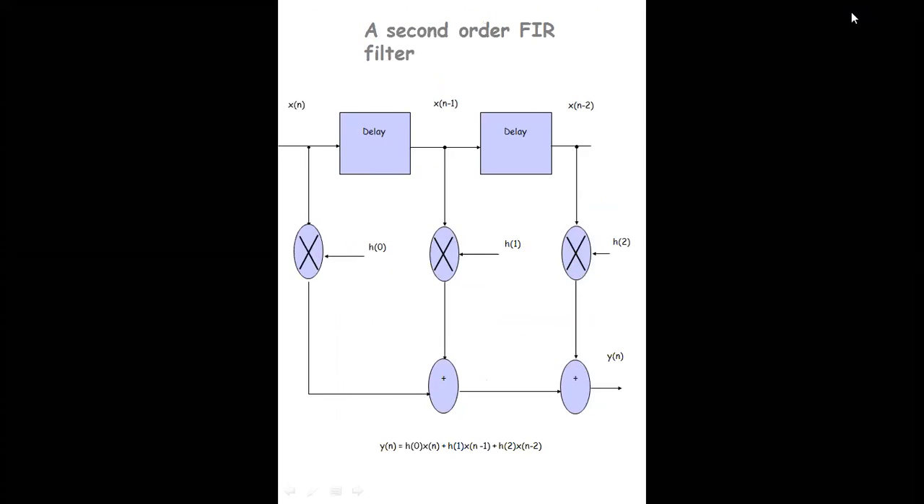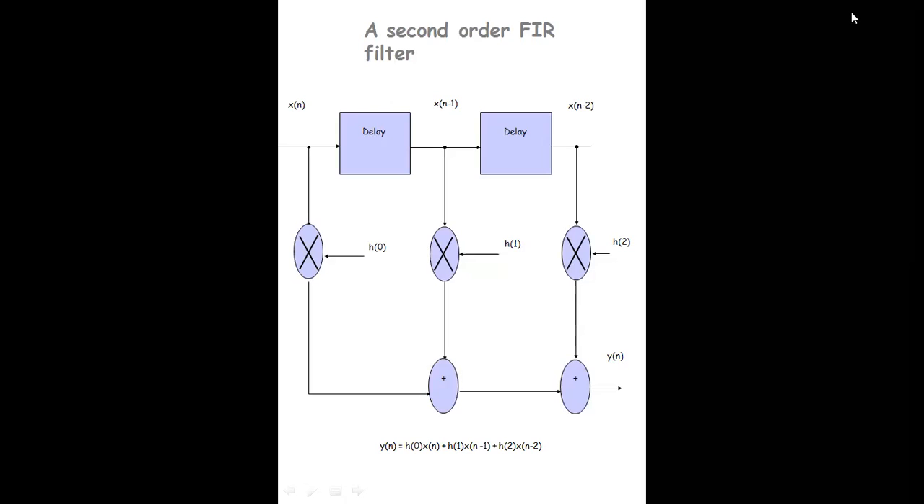Next, what about the second order FIR filter? The input is x(n), and the corresponding delayed inputs are x(n-1) and x(n-2), with coefficients h(0), h(1), and h(2). The output is y(n), so y(n) equals h(0) times x(n) plus h(1) times x(n-1) plus h(2) times x(n-2).